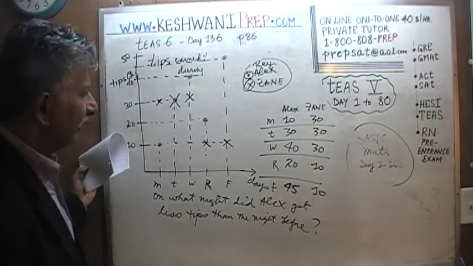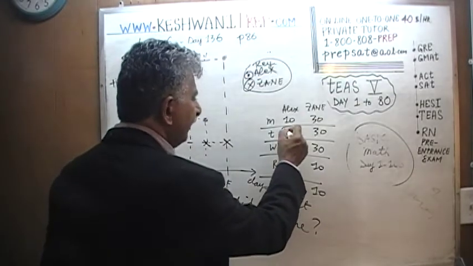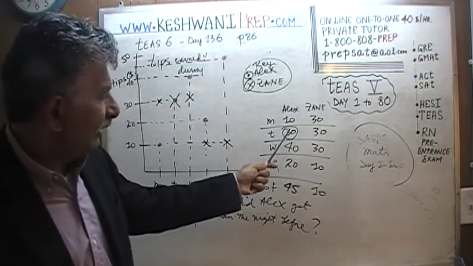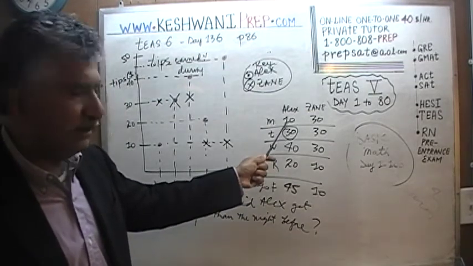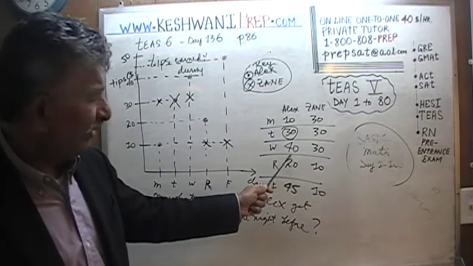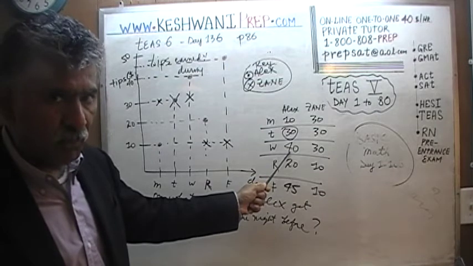Well, let's take a look at Tuesday. How much did he get on Tuesday? He got $30. The previous day he had $10. He actually had more tips on Tuesday than he did the night before. So Tuesday is not the answer. Wednesday is not the answer. On Wednesday he had $40, the previous night he had $30. So on Wednesday he actually had more tips than the night before.